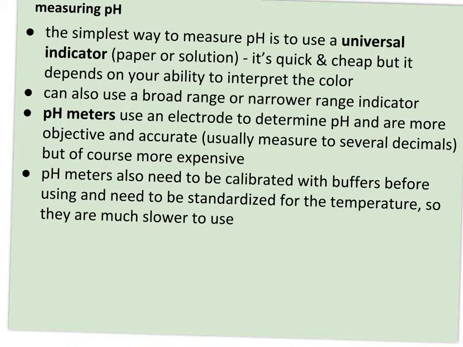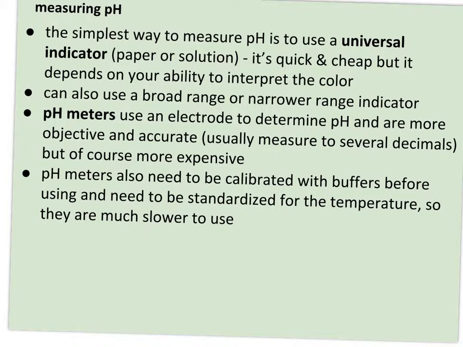Well, the simplest way is to use universal indicator, and it can be paper or solution. It's quick and cheap. You just dip it in or you add it to your solution and see what color it is. But you have to compare the color to a chart. So it all depends on how well you interpret the color. What you might interpret as being an 8, somebody else might interpret as a 9 or a 7.